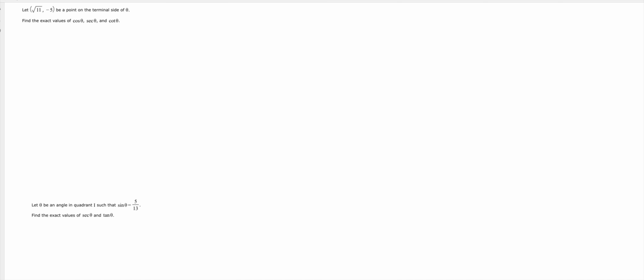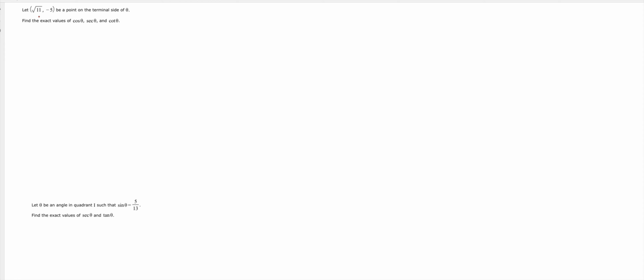So let's continue to find exact values. Let's make sure we get everything in sight here. We're going to continue to find exact values, but these questions are a little bit more abstract. So we have to think about what information we're given before we can determine the exact values, in this case of cosine, secant, and cotangent.